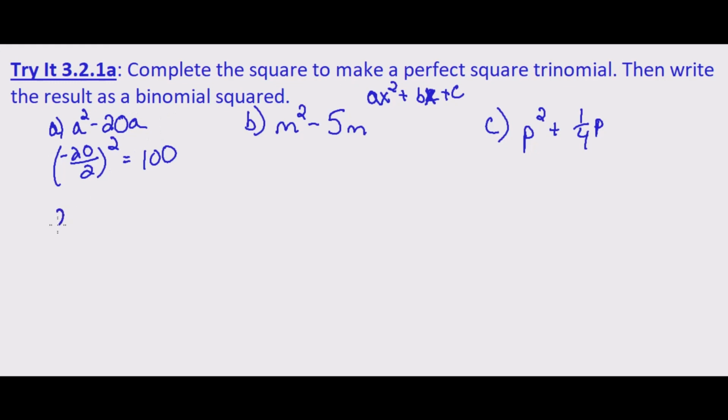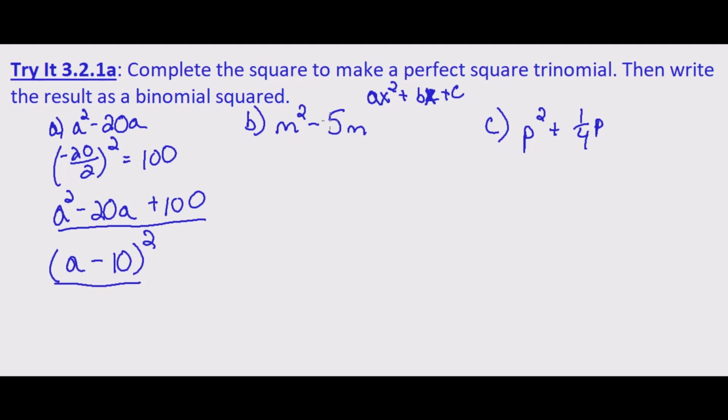So we have a squared minus 20a plus 100, and that's the complete the square part, a squared minus 20a plus 100, and then that can be rewritten as the binomial. Whatever this original 20 divided by 2 would be, negative 10. Negative 20 divided by 2 is negative 10, so this is a minus 10 squared.